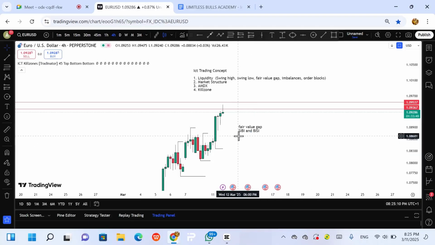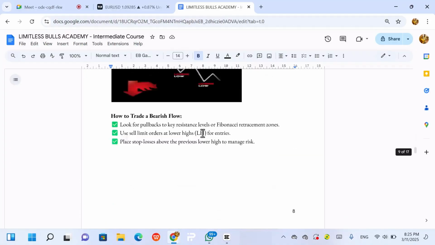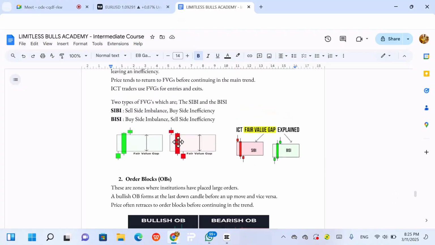The CB is sell side imbalance, buy side inefficiency. Get the point? CB is sell side imbalance, buy side inefficiency. The BC is the buy side imbalance, the sell side inefficiency. And all of them are called fair value gap. Looking at this now, we have fair value gap here. This is CB and BC: the sell side imbalance, the buy side inefficiency; the buy side imbalance, the sell side inefficiency.